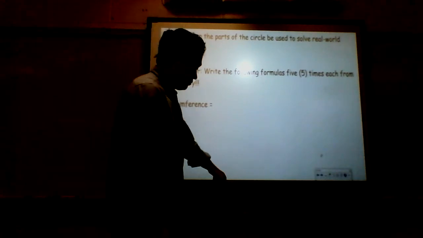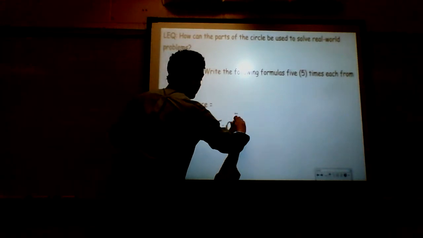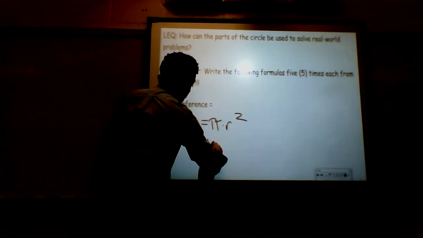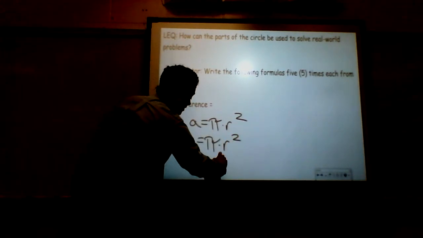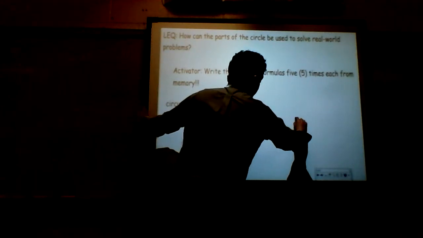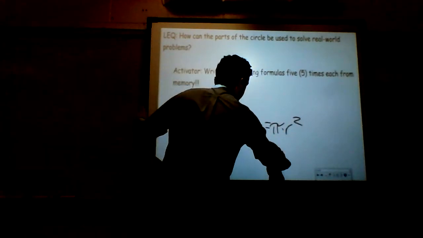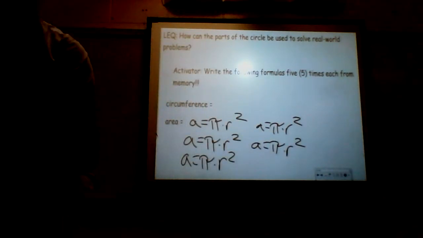Okay, welcome back. Area formula. Area equals pi times radius to the 2nd power. That's it. Gotta have it.